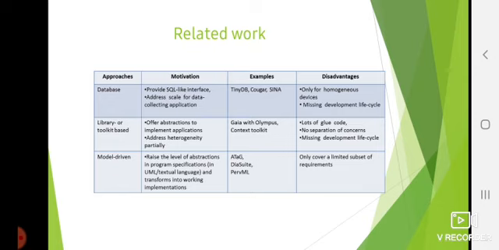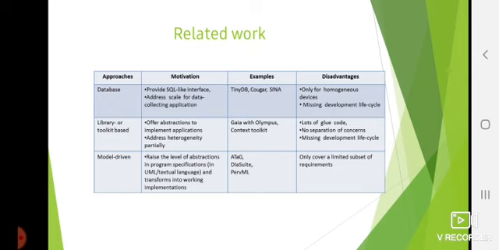The examples for the database are TinyDB, Kyohar and SINA. The examples for the library or toolkit based are GAIA with Olympus and Context Toolkit. The examples for the model driven approach are ATAG, DiaSuite and PervML.